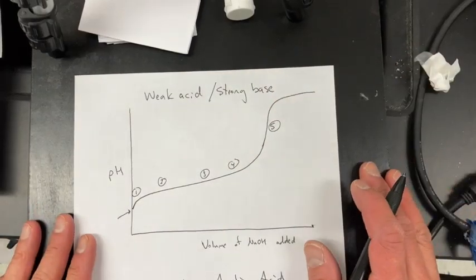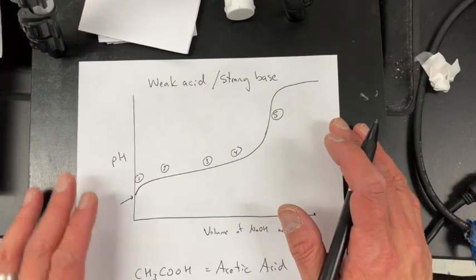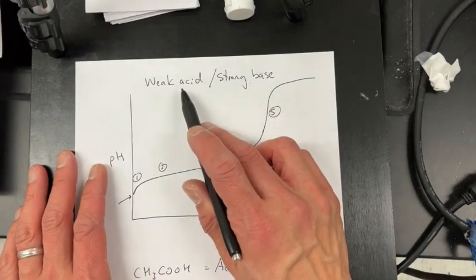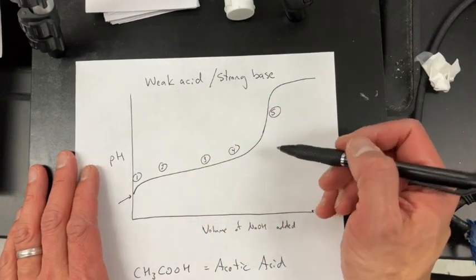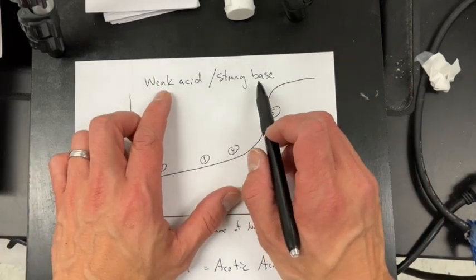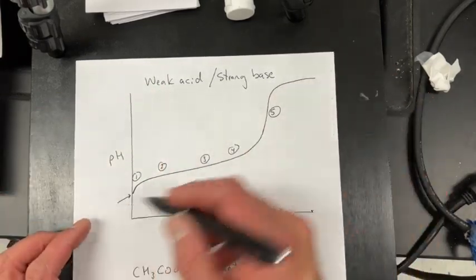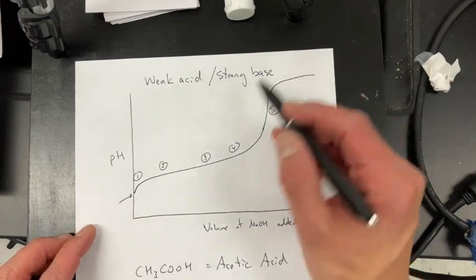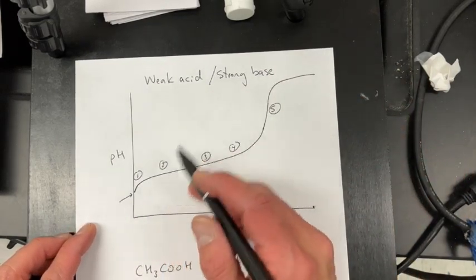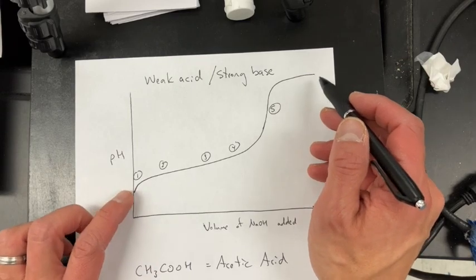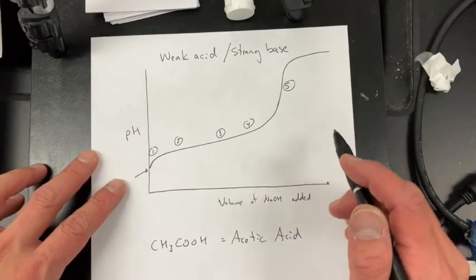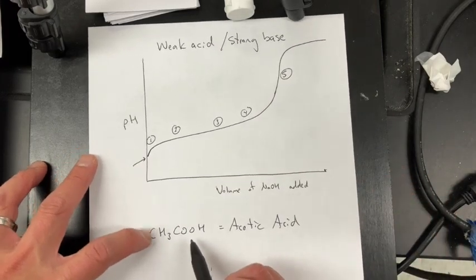Okay, today we're going to be looking at the titration curve of a strong base titrating a weak acid, which is a little different from titrating strong acid and strong base. The shape is a little different, and I want to pay particular attention to the particle model of what's going on during this curve. So the acid that we had in our lab was acetic acid, which is this formula here.